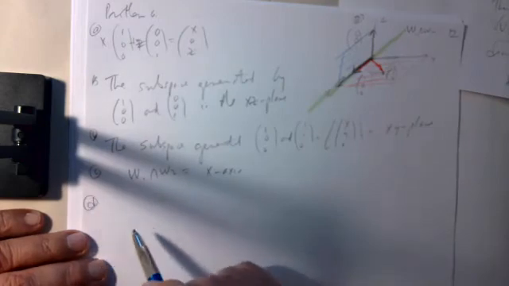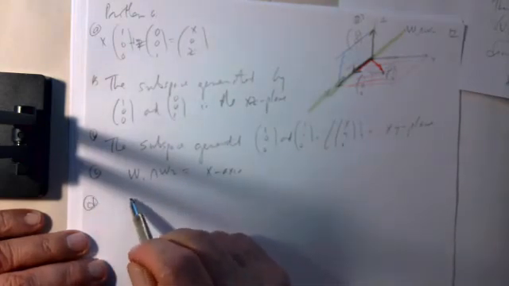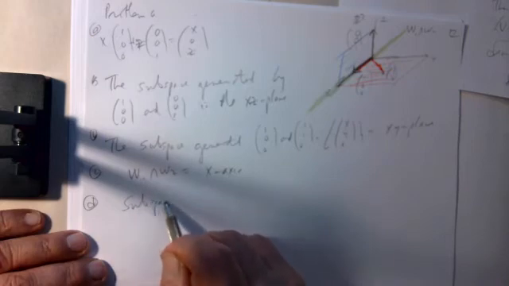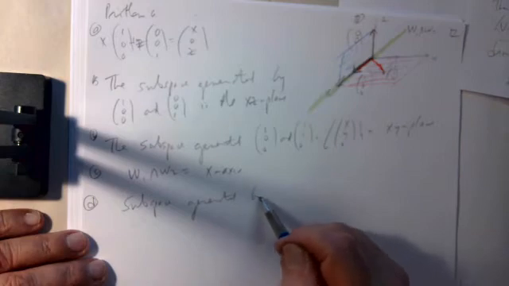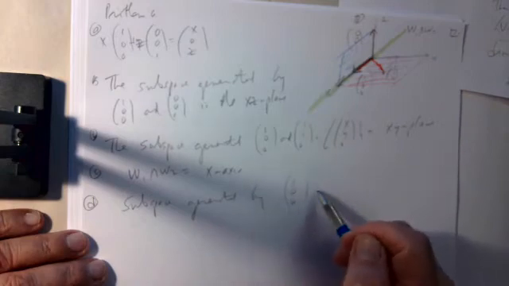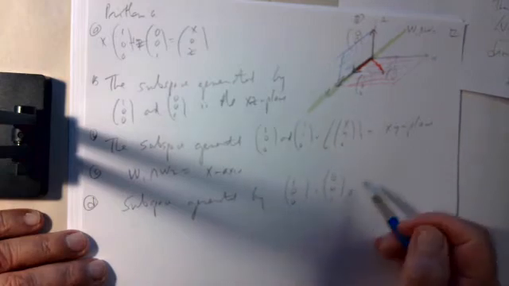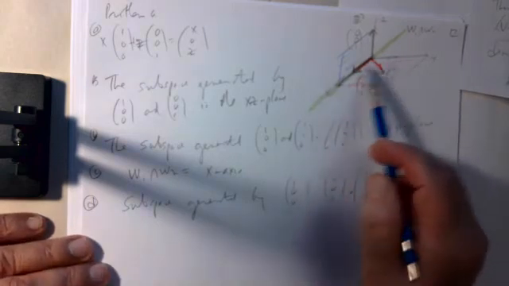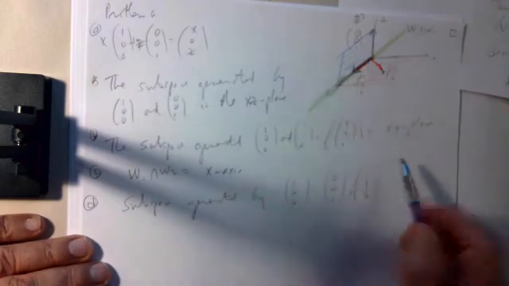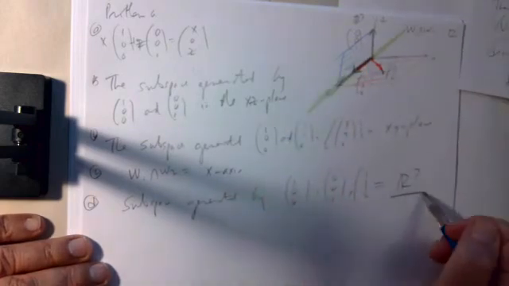And for part D, I should have said, consider the subspace generated by these three vectors, 1, 0, 0, 0, 0, 1, and 1, 1, 0. And that's everything in the xy plane, and then you go up and down. It's all of R3.